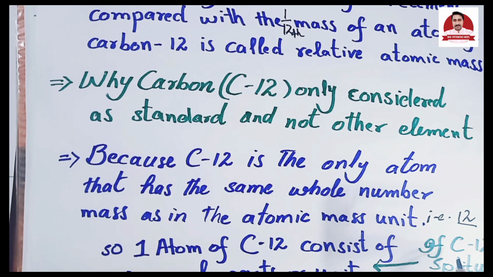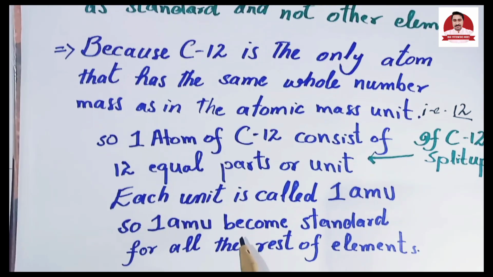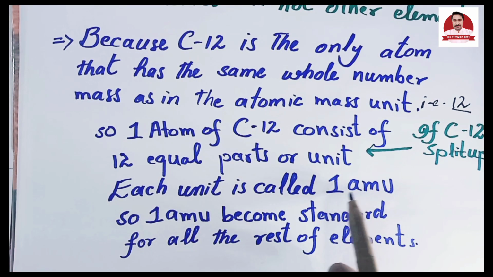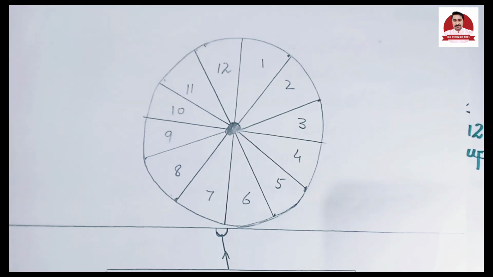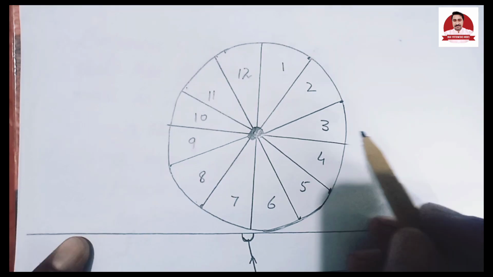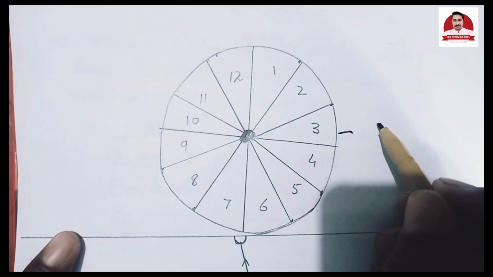And if we split up the carbon-12, we find 12 equal parts or 12 equal units, and each unit is called 1 AMU. So 1 AMU becomes the standard for all the rest of the elements. Suppose we have a carbon atom. This is one carbon atom.